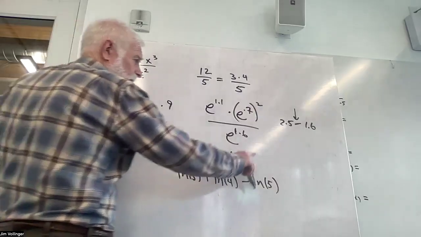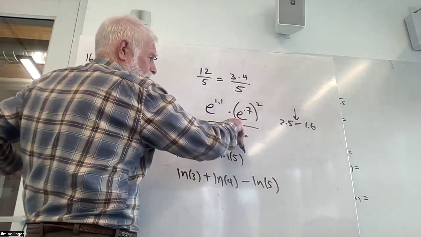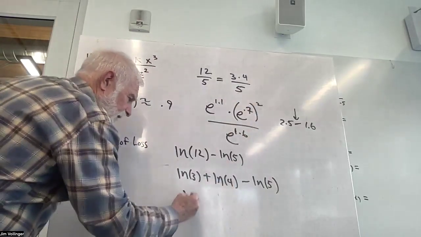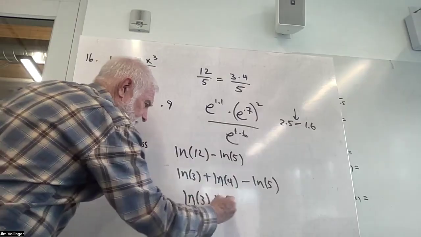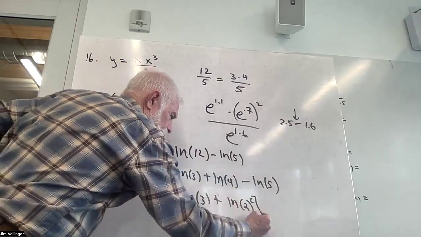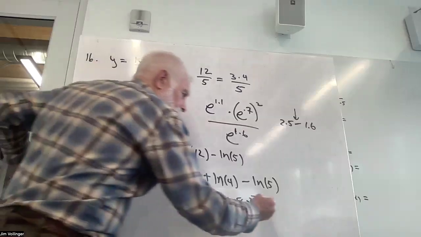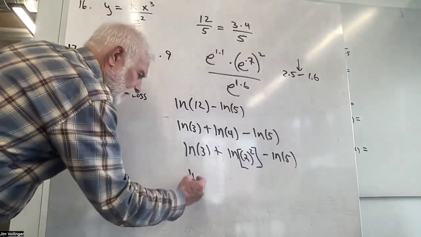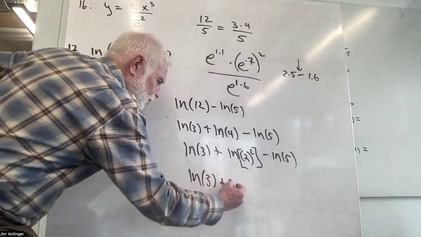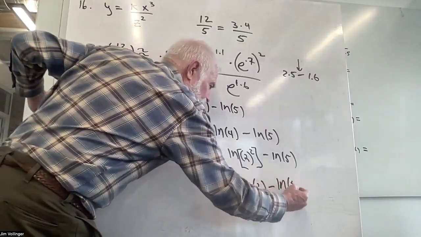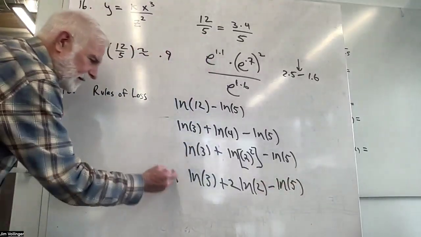Now the ln of 4 is breaking up into writing this as the number 2, e to the 0.7, and then squaring. So that could become this. And then your final statement, let's make sure you can see this. Final statement, ln of 3 plus 2 ln of 2 minus ln of 5. And it has taken us 3 months to get here.